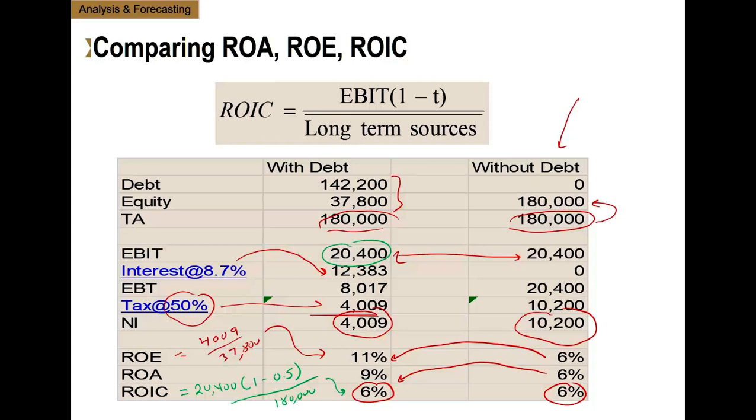So notice that ROIC is much more stable. Of the three, the most stable measure of profitability, the one that always gives you a consistent result without being affected by the way you're funding yourself, is ROIC.